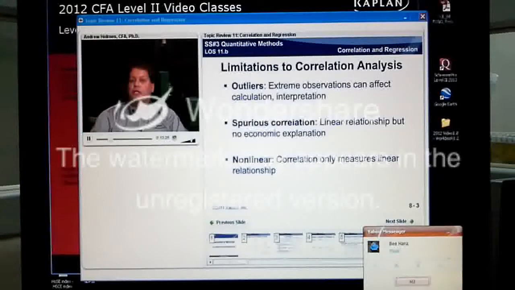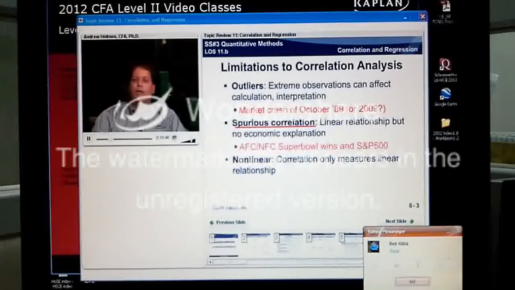Okay, spurious correlation, this is the idea that we identify a linear relationship, but there's no economic explanation. So, for outliers, you can think of the market crash in October of '87. Spurious correlation, you can think of the correlation between who wins the Super Bowl and the S&P 500. I forget which way this runs. I think it's if the NFC team wins, then the S&P 500 goes up that year. Well, of course, there's no causal relationship between who wins the Super Bowl and returns on the stock market. So this is what we would call spurious correlation. It's not likely to be borne out in the future.